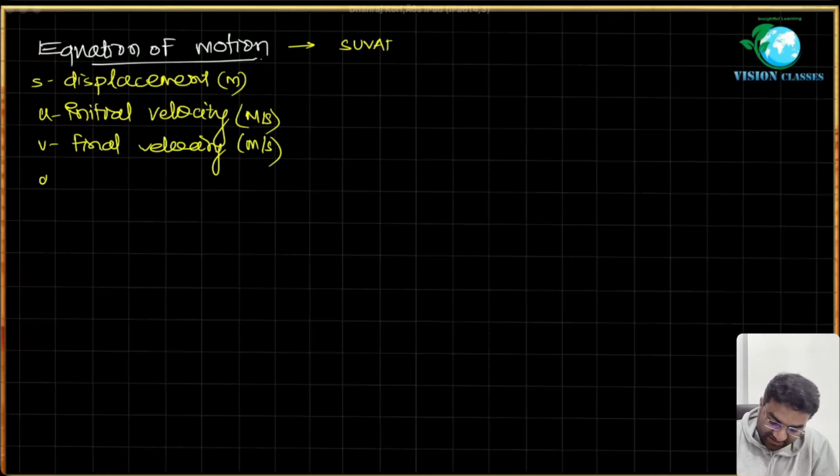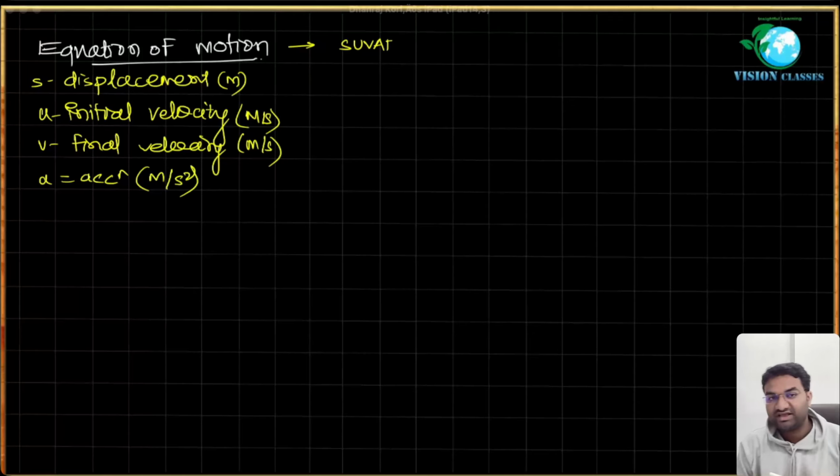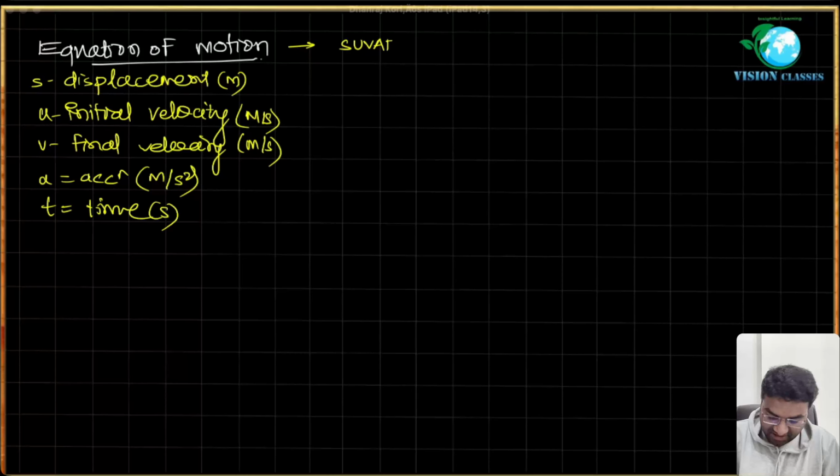Then acceleration has a unit, meter per second square. Suppose acceleration is positive, it means accelerating, and if acceleration is negative, it is decelerating. Keep that in mind. So a negative symbol is basically deceleration. Then the last one is time, t, in second.